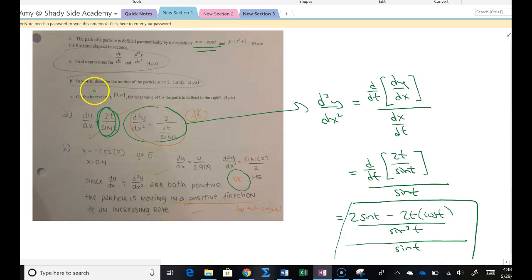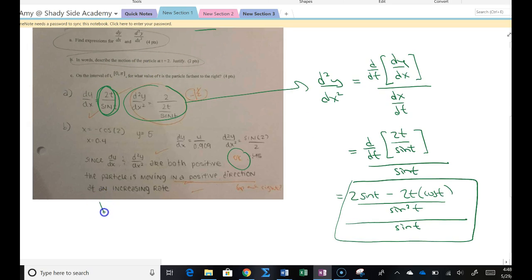But I want to know: how is the particle moving vertically, and how is the particle moving horizontally? So if you look at dx/dt, okay. So if you look at dx/dt at t equals 2.